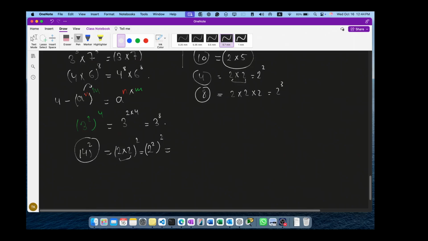Equal. Now I can apply this one. 2 to the power 4. The 4 to the power 2, that is 4 times 4, equals 16. And 2 times 2 times 2 times 2 equals what? 2 times 2 is 4, times 2 is 8, times 2 is 16. The same answer. Okay, I will give you another example. Don't worry about it.